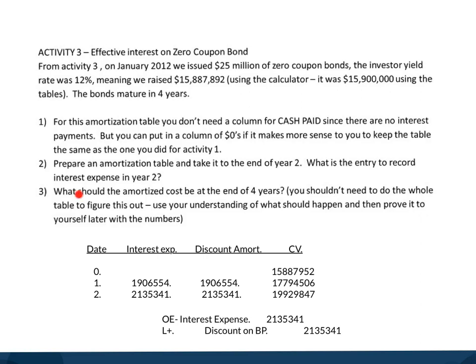What should the amortized cost be at the end of 4 years? Okay, what is it going to be? Based on what we've already seen happen, you know it should end up being the face amount. So your answer is here. It should be $25 million. Should be $25 million.